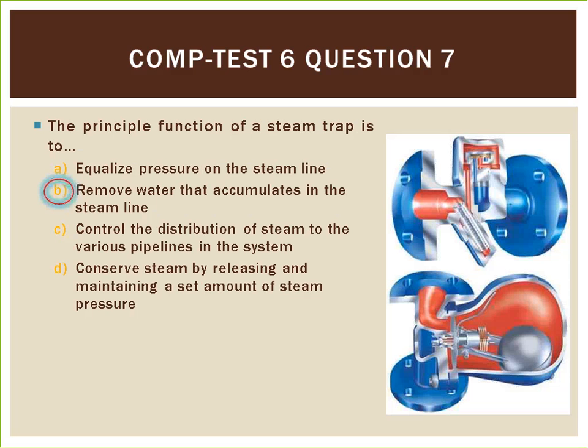A is not correct because equalizing pressure on the steam line is not a function of a steam trap. C is not the correct answer because controlling the distribution of steam is not a function of a steam trap. Answer D is not correct because maintaining steam pressure is not a function of a steam trap.